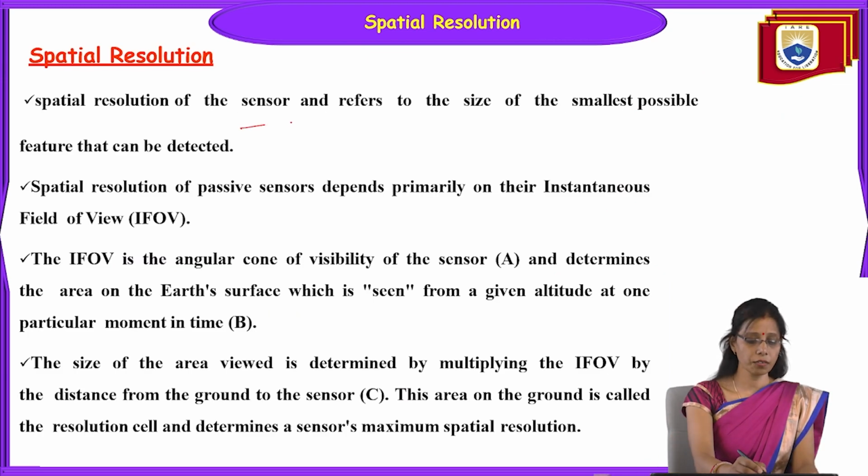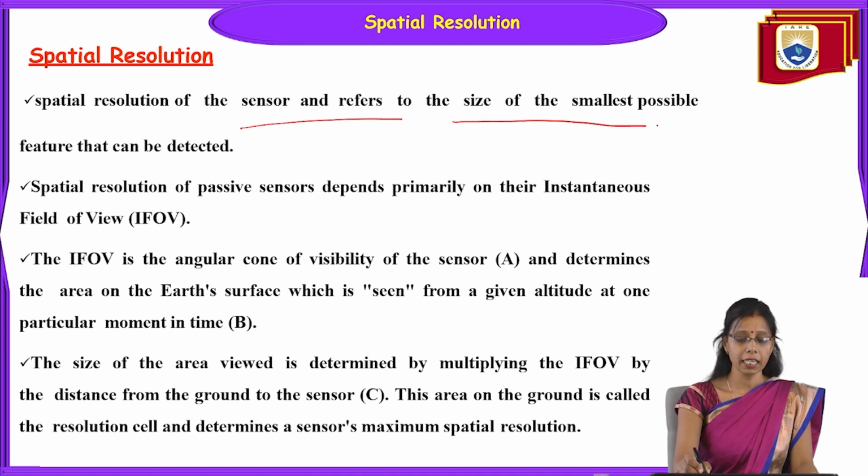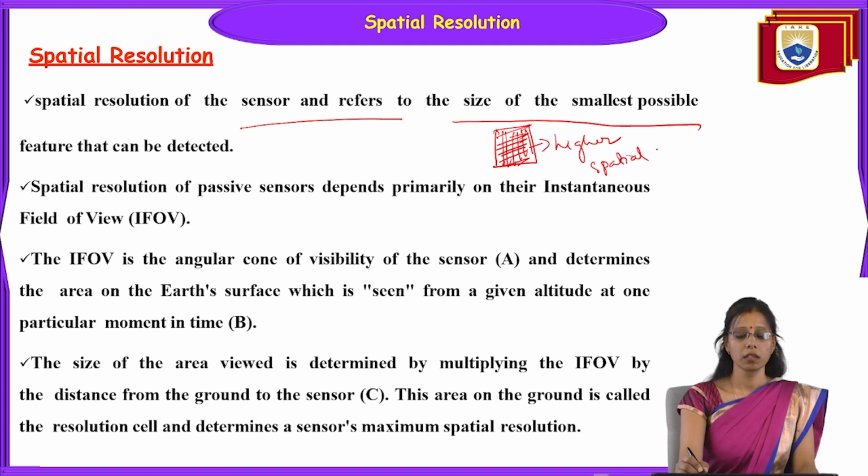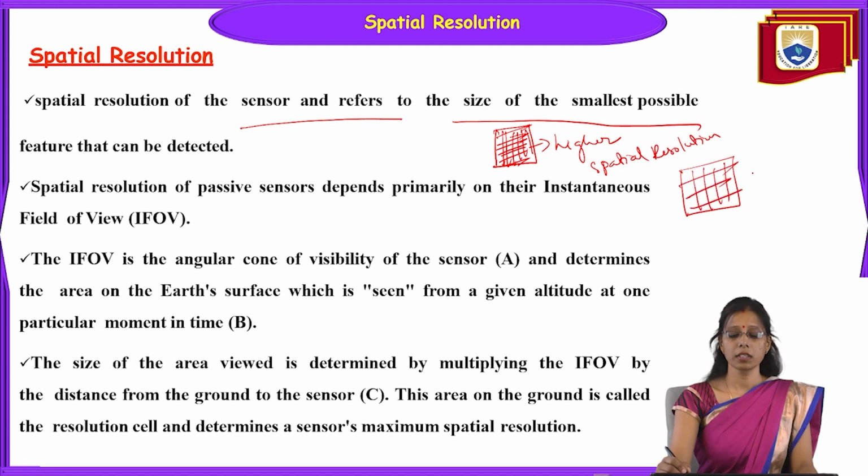Now, spatial resolution of a sensor refers to the size of the smallest possible features that can be detected. So this is about the terms of scale, or terms of resolution. The more pixels you have, the higher the spatial resolution. Then, when we have fewer pixels, this is low spatial resolution.